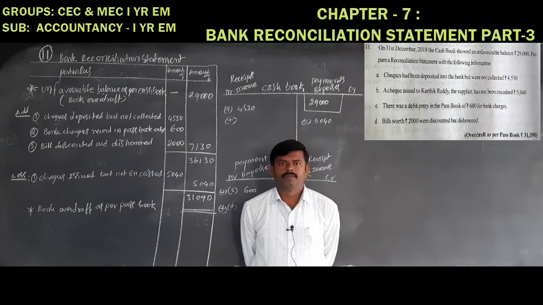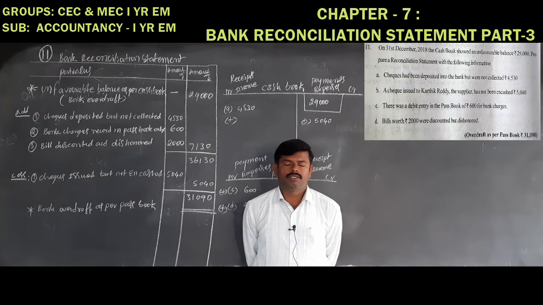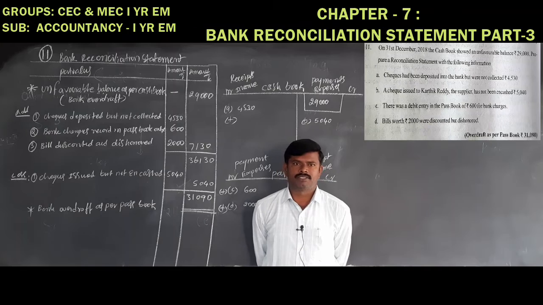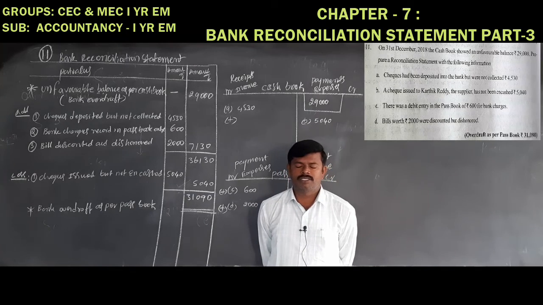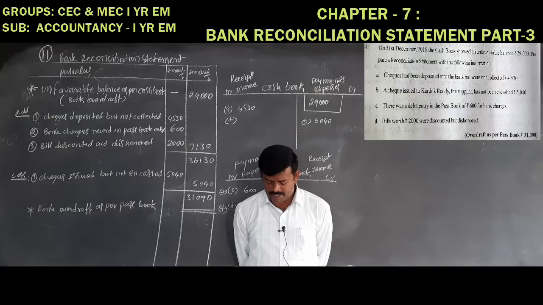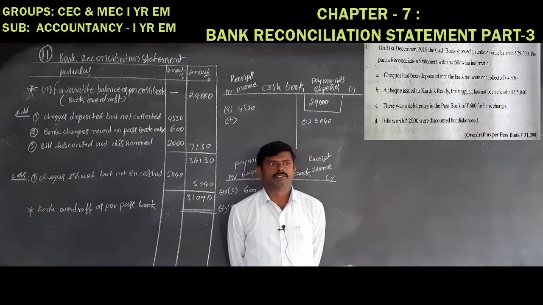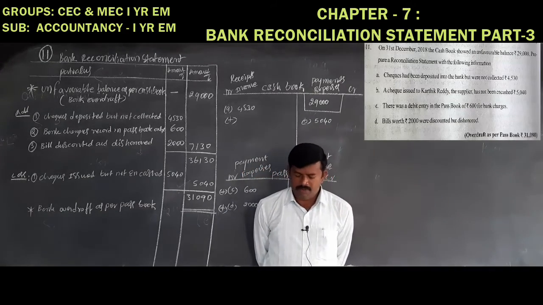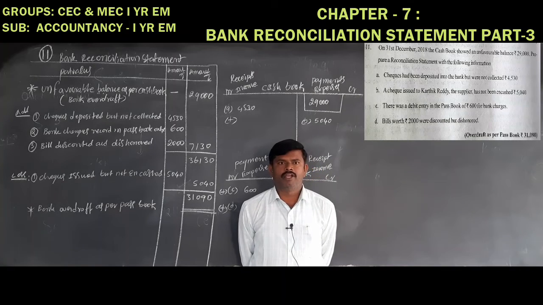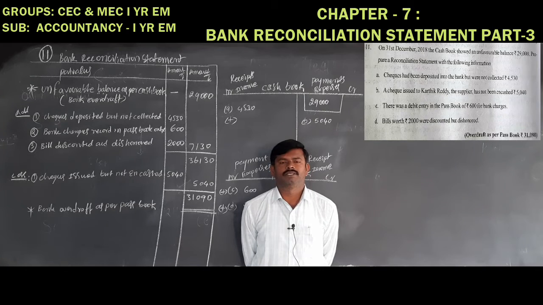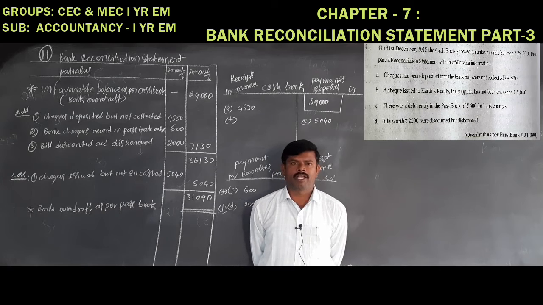So the treatment is, as usual, like an unfavorable balance or a favorable balance, with slight changes. What are the changes? We can observe them later. Next, an unfavorable balance means a negative balance. It will appear on the credit side of the cash book. Already we know about the triple column cash book.